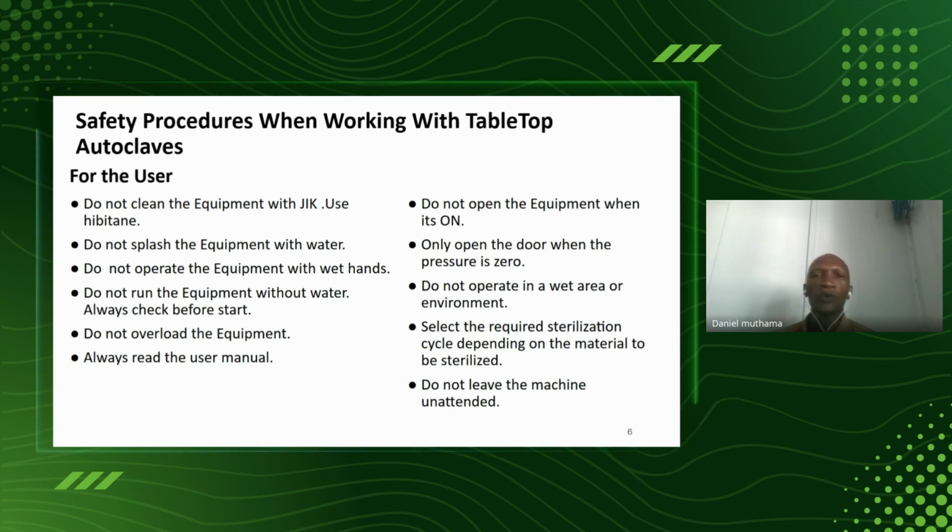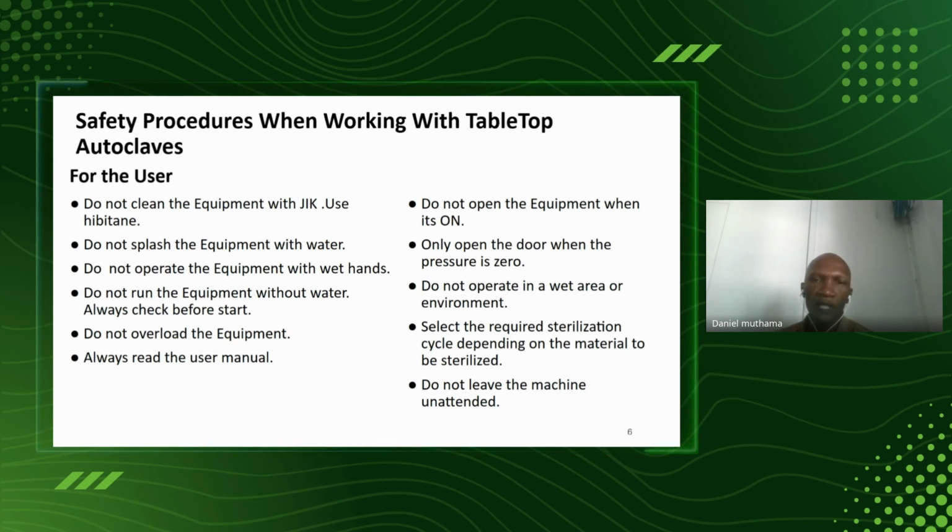Do not open the equipment when it's on. This is very important. As we saw on the pressure gauge, when there is pressure, the pointer indicates 121. That means there is pressure. Some autoclaves will not open when there is pressure, but others, if they open, it's very dangerous to the user. Only open the door when the pressure is at 0. Very important.